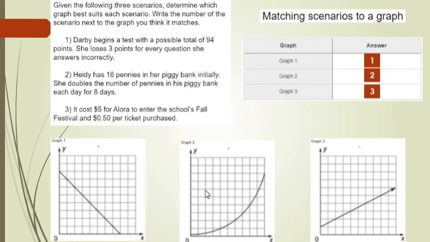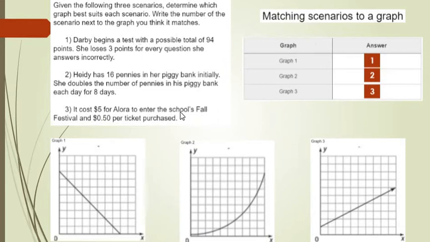Now, graph number 2 right here. You're starting out small and then it keeps getting bigger and bigger and just kind of explodes. This is an exponential function right here. It is a smooth curve. You're starting out small and it just gets big really quick, really fast.